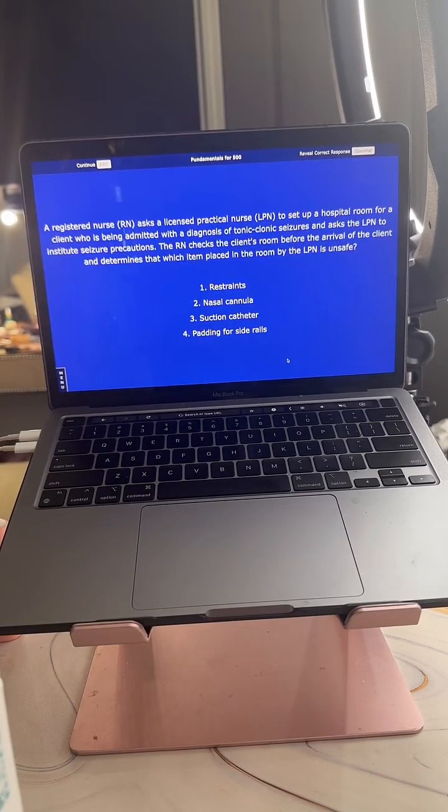All right, a registered nurse, RN, asks a licensed practical nurse, LPN, to set up a hospital room for a client who is being admitted with a diagnosis of tonic-clonic seizures and asks the LPN to institute seizure precautions. The RN checks the client's room before the arrival of the client and determines that which item placed in the room by the LPN is unsafe. 1. Restraints. 2. Nasal cannula. 3. Suction catheter. 4. Padding for rails.